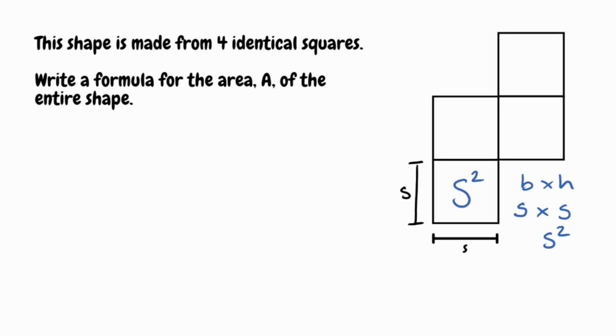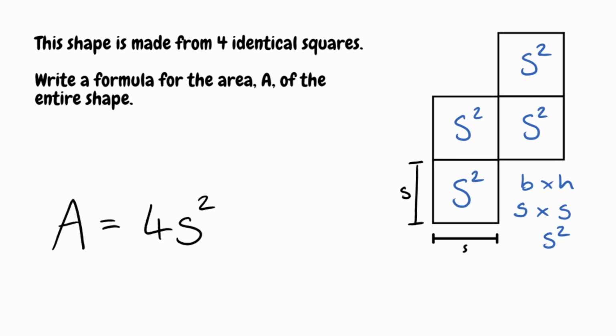But we know from the question that all of these squares are identical, so the area of each other square would also be s squared. So now we've got the individual areas. To find the area of the entire shape, all we have to do is add those terms together. So for our formula for the total area, we've got the subject of our formula, which is going to be A. So as we said, the total area of that shape there is just going to be all those terms of s squared added together. Or if I add those 4 terms of s squared together, that's simply going to give me 4s squared. And that would be the final answer to that question.